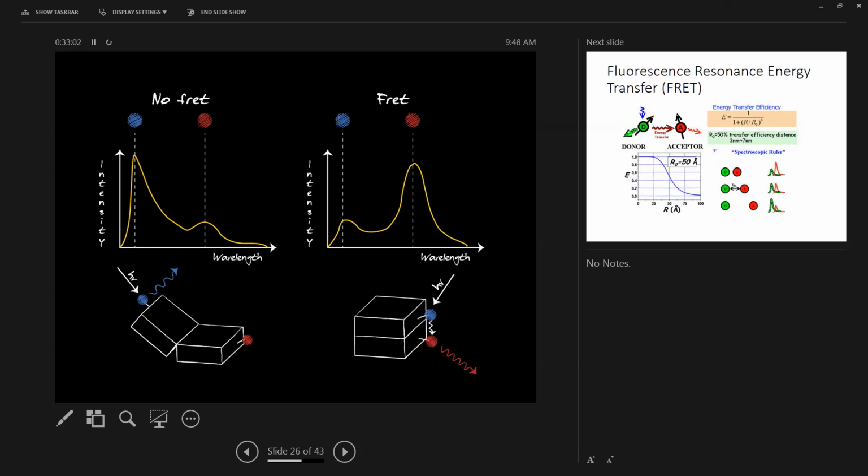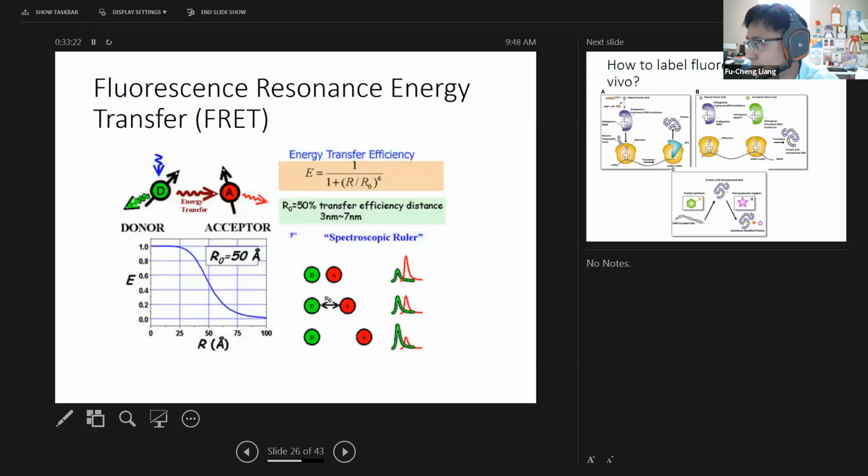Right. So people use this as a way to monitor the distance of two molecules, because sometimes the molecules are in a solution. How are you going to measure the distance? One way is to put two dyes, one on each molecule, and then if you see the FRET signal show up, you are able to calculate the distance between the two molecules. That's why they call this a molecular ruler, a spectroscopic ruler.